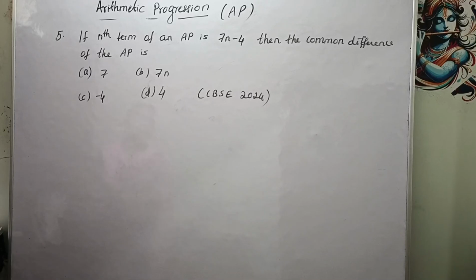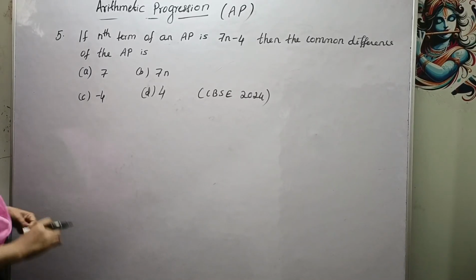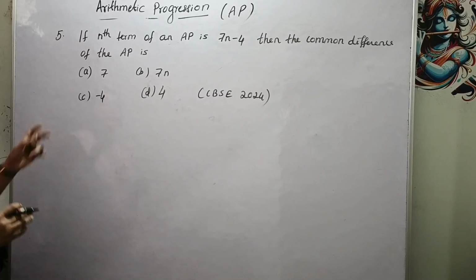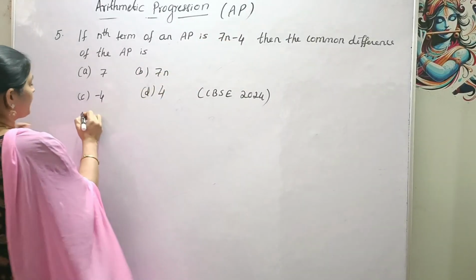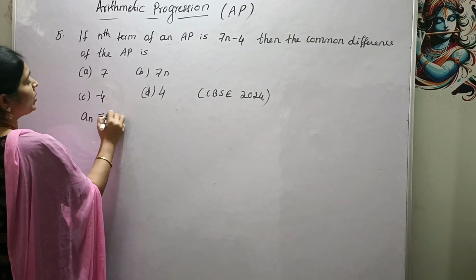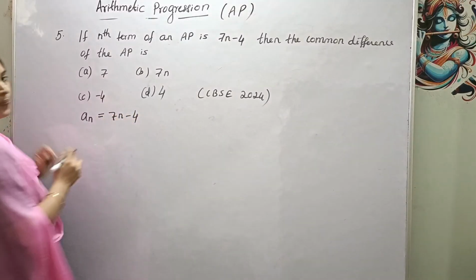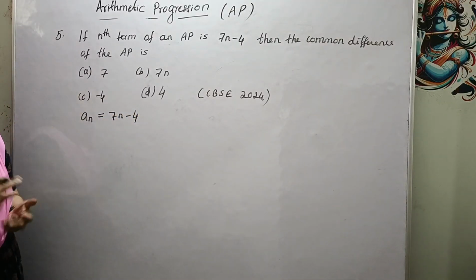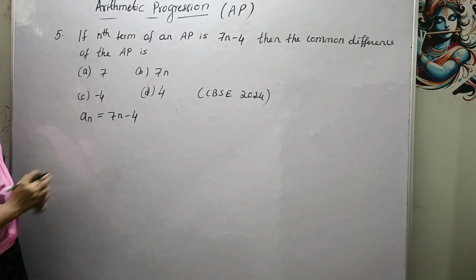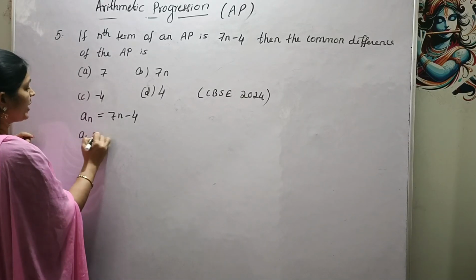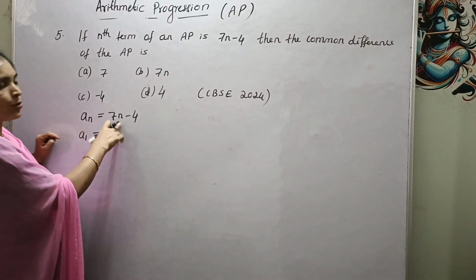CBSE 2024 question. If the nth term of an AP is 7n minus 4, then the common difference of the AP is dash. Options: 7, 7n minus 4, 4. Let's find. Here the nth term is given, that is an is equal to 7n minus 4. To find the common difference, we have to find the first term and second term.